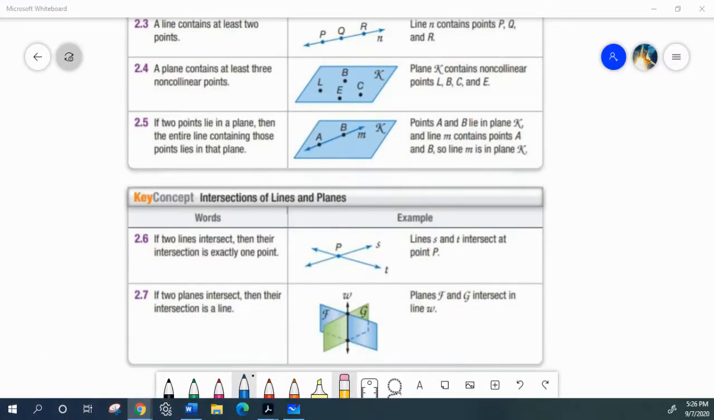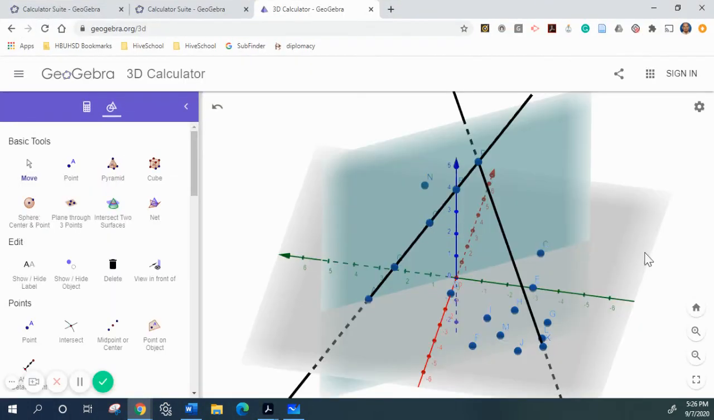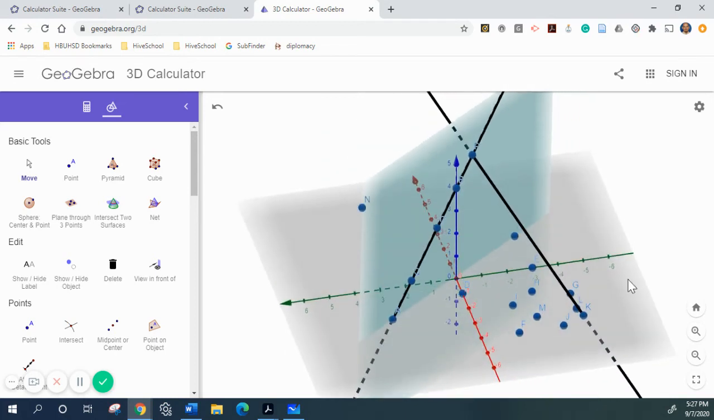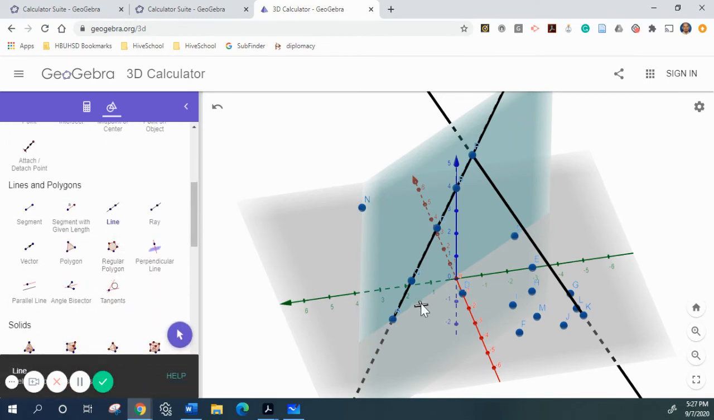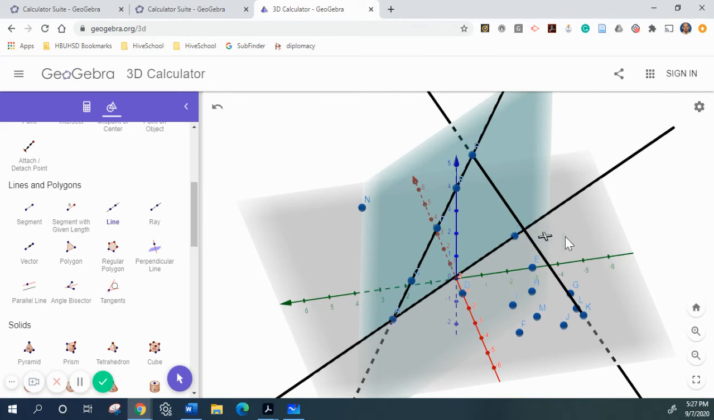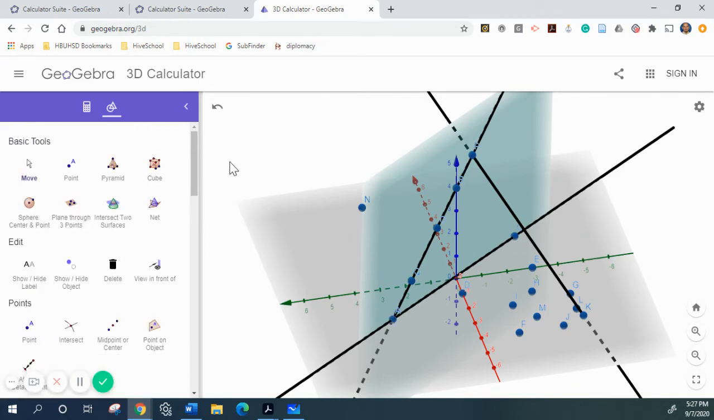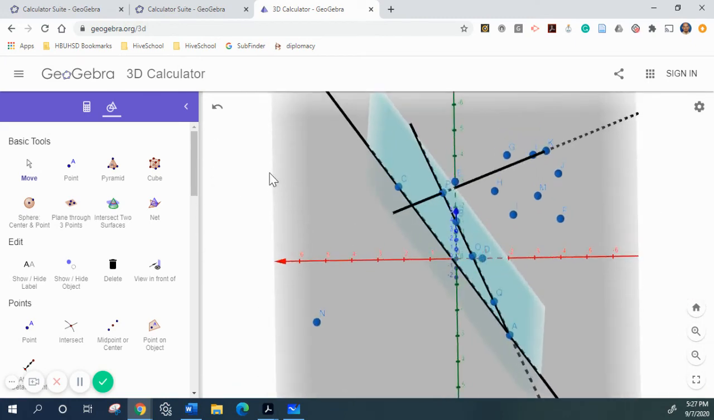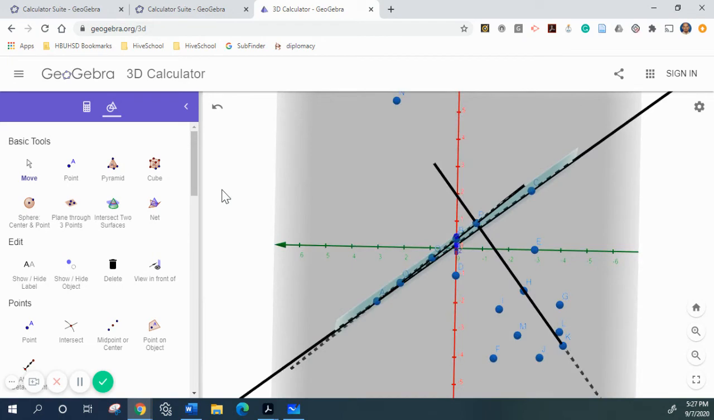And the last one: if 2 planes intersect, then their intersection is a line. Again, you need to be in 3D for this. And you can see, since A and C essentially are on the same plane, if I connect the line between those two, A and C, you can see that the intersection is indeed a line. So whenever 2 planes intersect, we can have it be on a line.